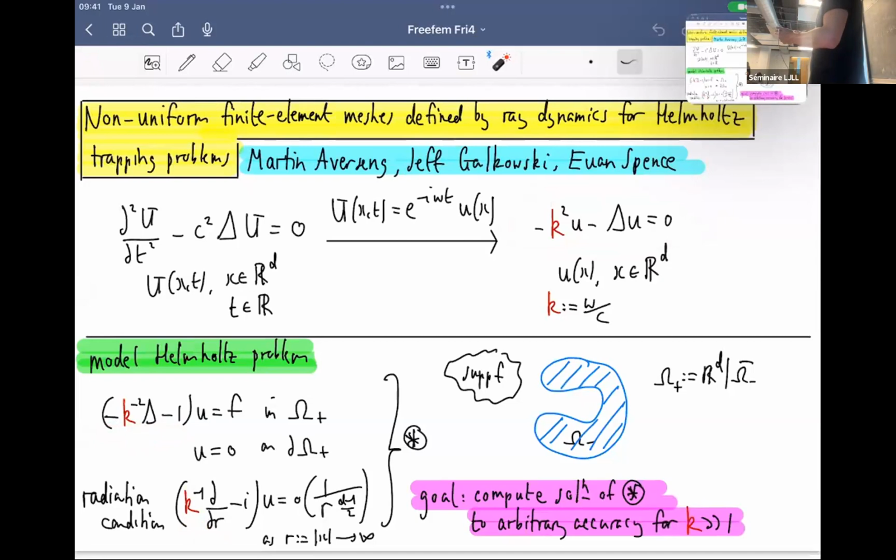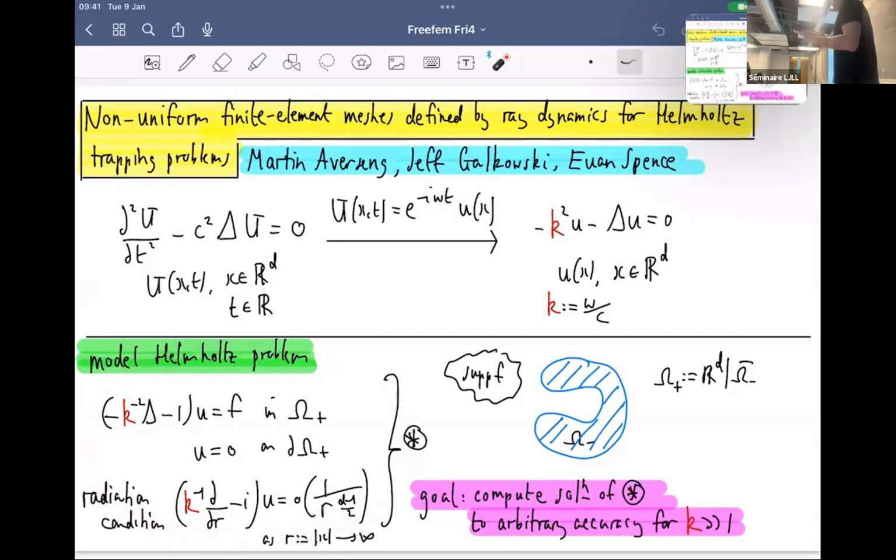So the second thing to note is that I've called this a model Helmholtz problem. So our results are valid not just for Dirichlet boundary conditions, but also Neumann boundary conditions, and for at least smooth variable coefficients in the PDE. But we're sticking to this situation here for concreteness.